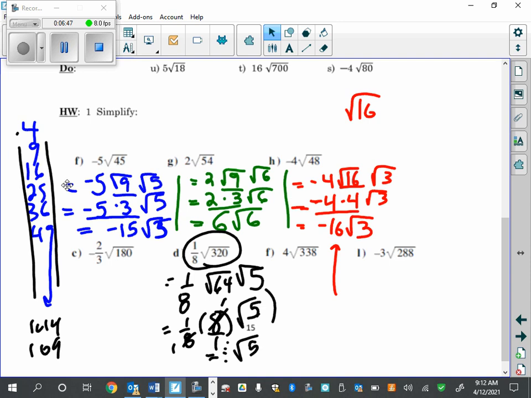But we're going to move on. So the stuff we're going to do now is not going to be on the quiz. It's just going to be on, don't forget what we did earlier. We estimated square roots.